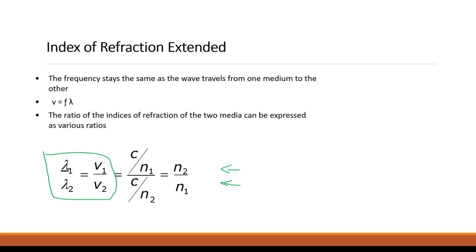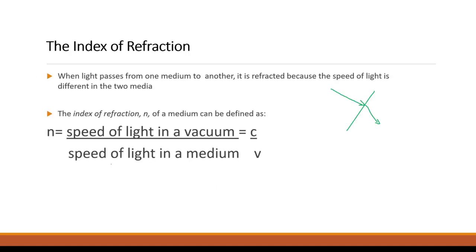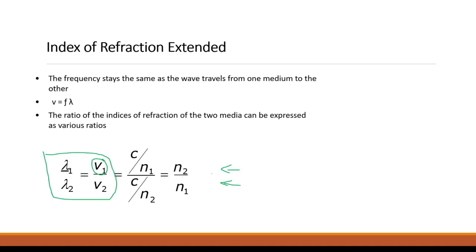Since this equals n, we can rearrange and get v equals c over n. We do that for each medium, c over n1 divided by c over n2, and the c's cancel when you flip and multiply by the inverse, and we get the n2 over n1 ratio. Notice we have them flipped: instead of 1, 2 here, it's 2, 1 on this side.